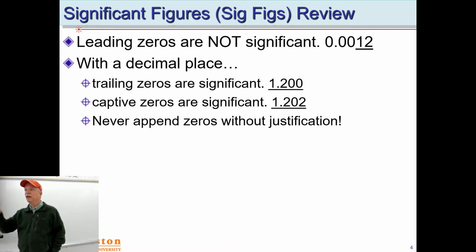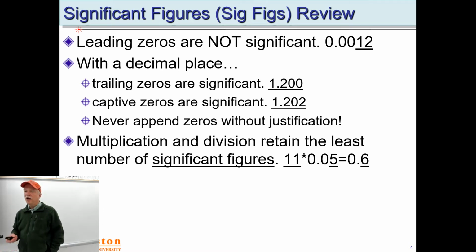So just to make the math work out, don't append those zeros. If you do to make the math work out, know that you're going to have to remove them later. You know that you're not adding certainty just by adding zeros. And then we have multiplication and division, and those are treated separately than addition and subtraction.